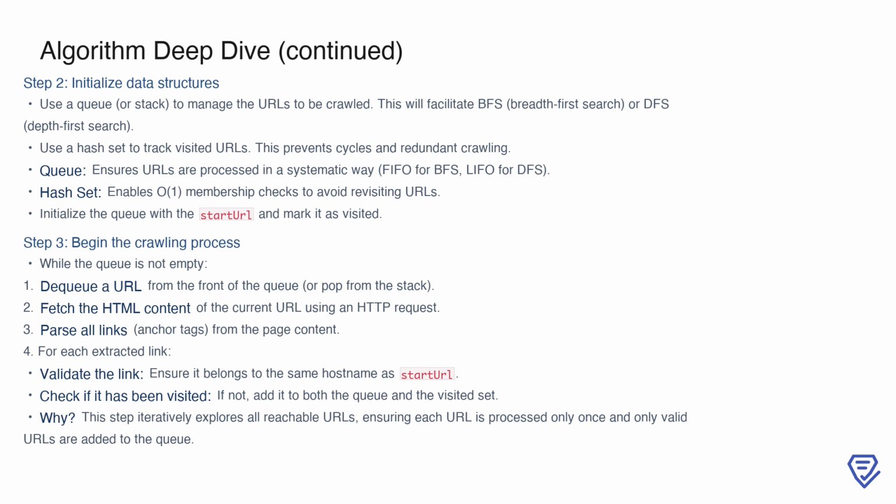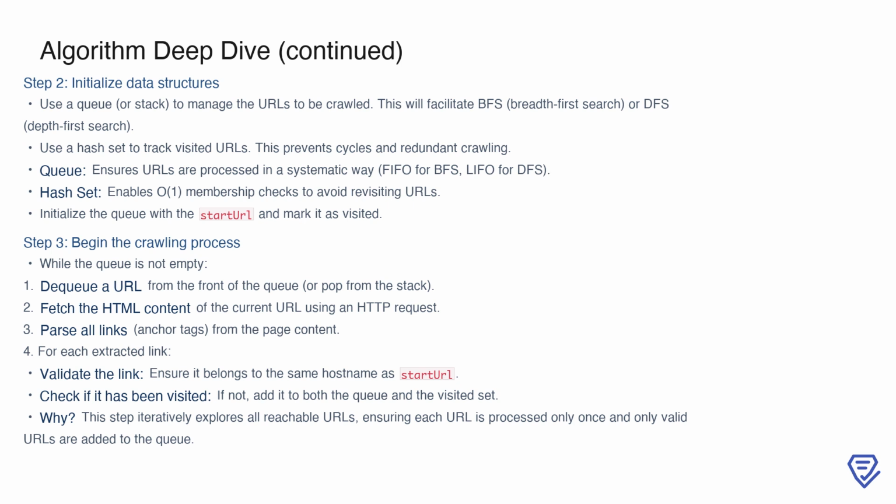Once we've determined the hostname, we need to set up the data structures that will help us manage the crawling process. First, we initialize a queue or a stack to hold the URLs to be processed. The choice between a queue and a stack depends on whether we want to implement breadth-first search, BFS, or depth-first search, DFS. BFS processes URLs level by level, while DFS dives deeper into one path before backtracking.